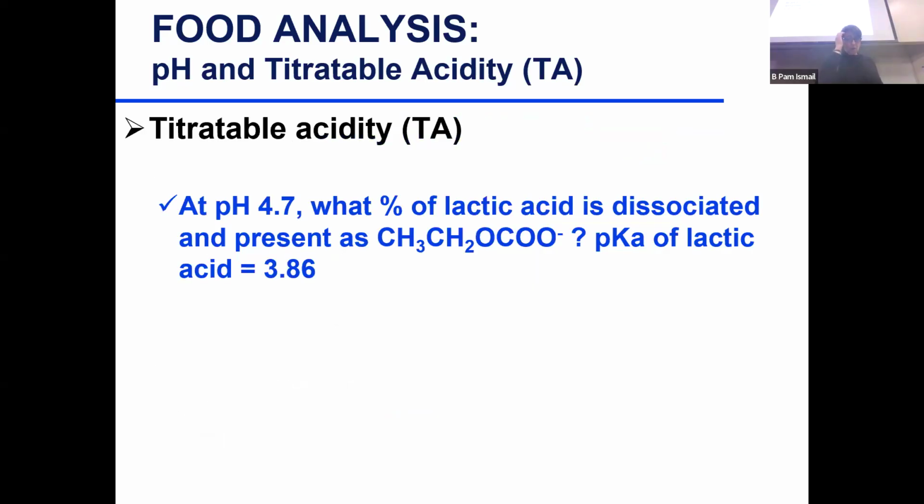And you already plotted titration curves, so you already are experts in that. All right, so let's determine the percent of lactic acid that is dissociated and present as a conjugate base, A minus. What percent of that lactic acid will be in a dissociated state when the pH is 4.7, and we know that the pKa of lactic acid is 3.86. So please take out a piece of paper. We're going to do quite a few calculations and start doing the math.